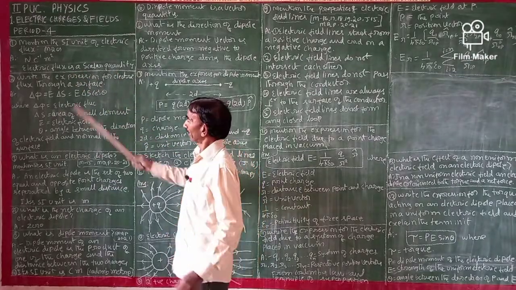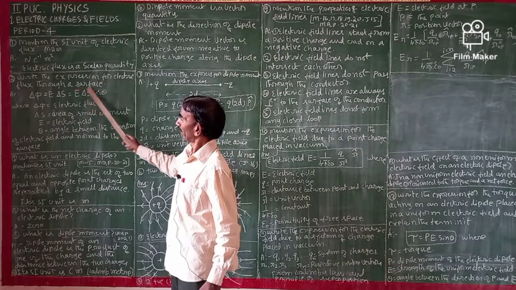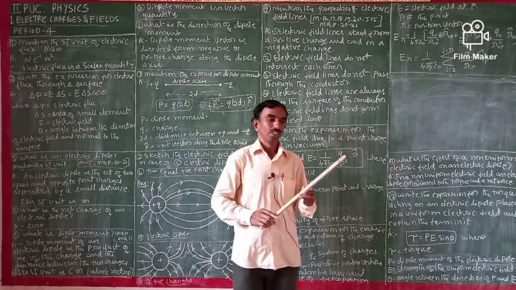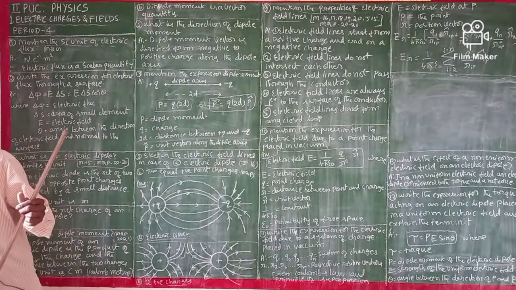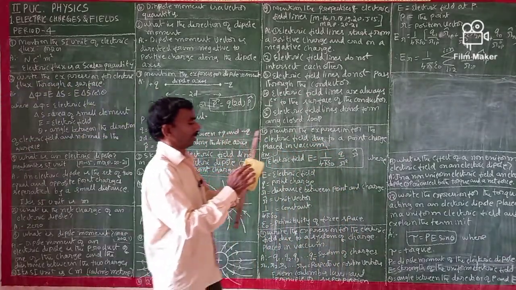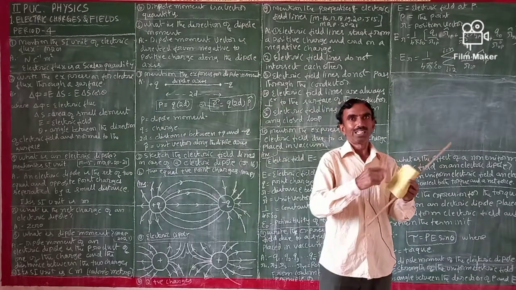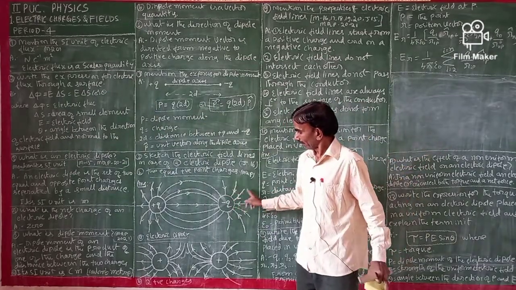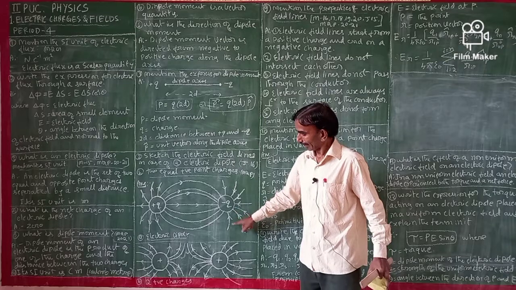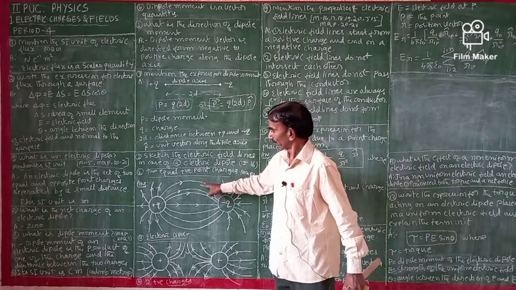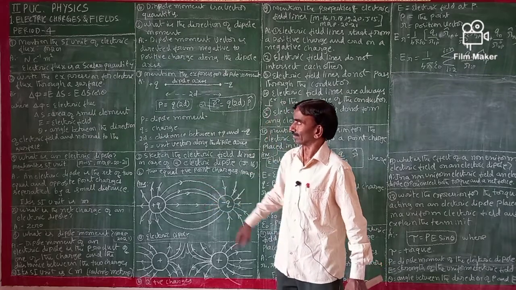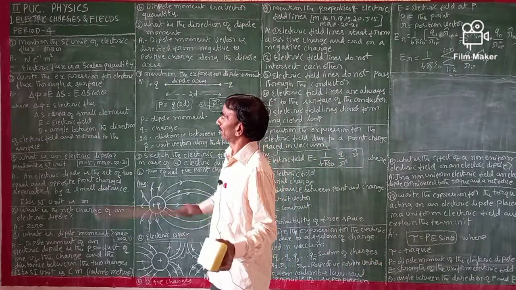Write the expression for the electric flux through a surface. You see here, what is electric flux? Suppose a positive charge is there, and a number of field lines are acting from the point. That is called electric flux. These are the electric fluxes. So, mention the expression for this one.